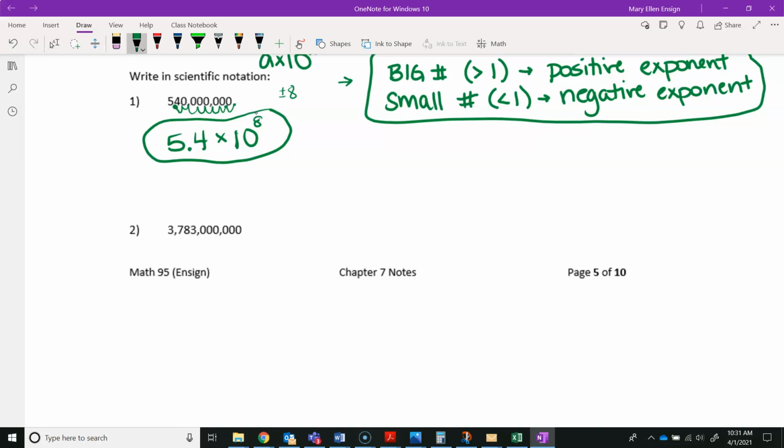This number is bigger even. It's 3,783,000,000. So again, the decimal point needs to go where there is just one non-zero digit in front of it. So 3.783 times 10, I moved it 3, 6, 9 places. It's going to be positive because it needs to represent a big number.